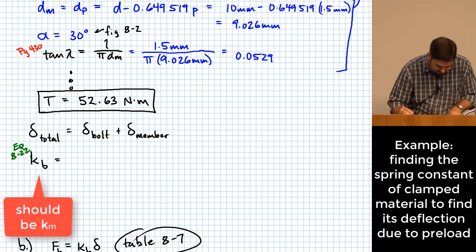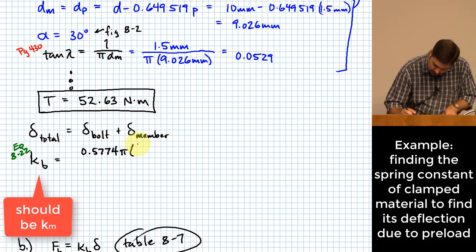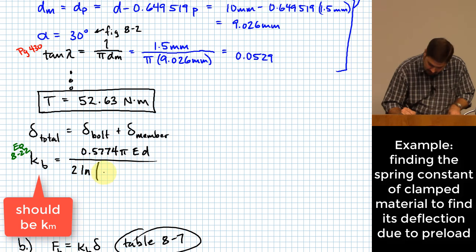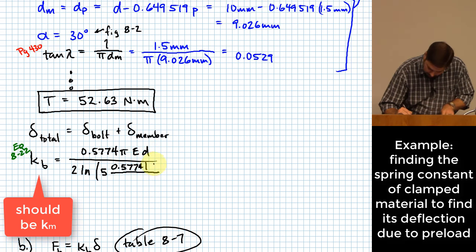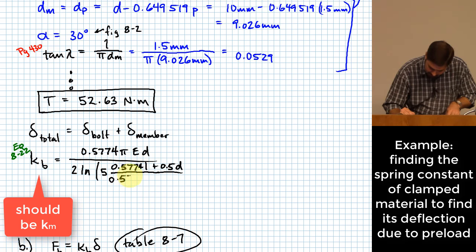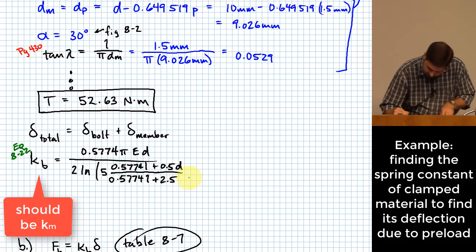And here's what it says: K is going to be 0.5774 pi E d over 2 times the log, not pounds, 2 times the natural log of 5 times (0.5774 L plus 0.5 D) over (0.5774 L plus 2.5 D).